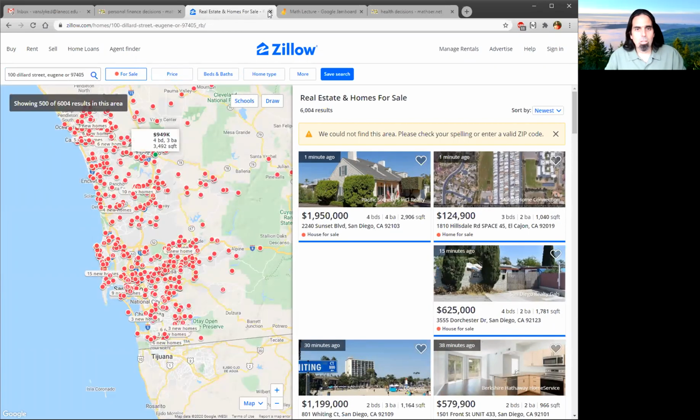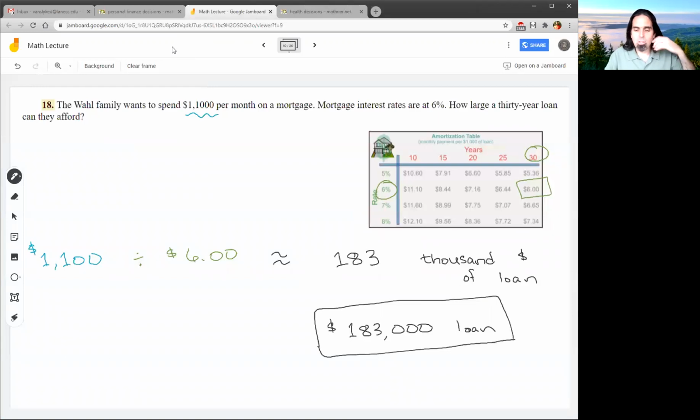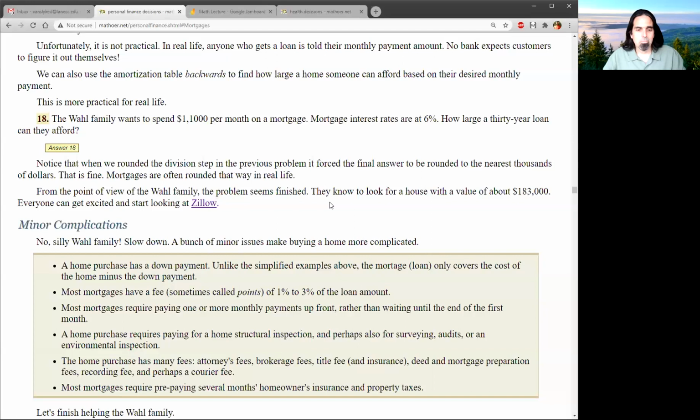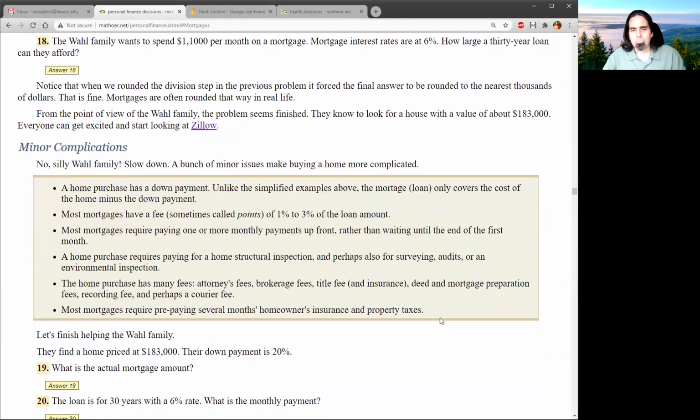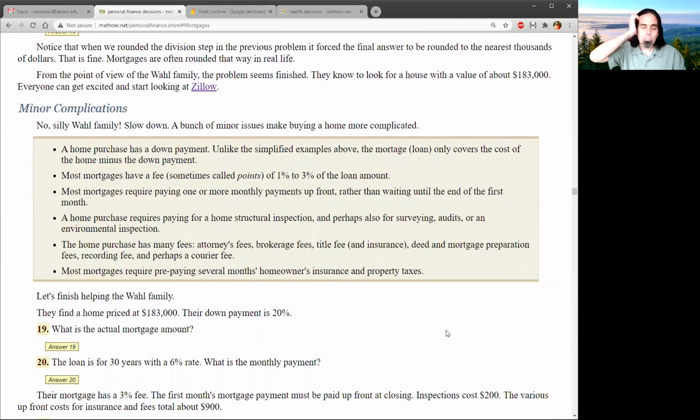No, I'm not sure. Put in a valid address, then you can see all the home values around it. It's kind of cool. Okay, anyway, so they go on Zillow and do some house shopping and see about what they get.